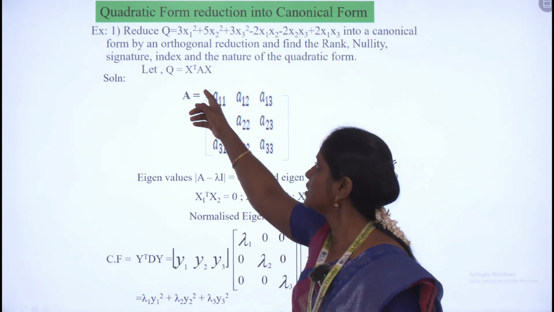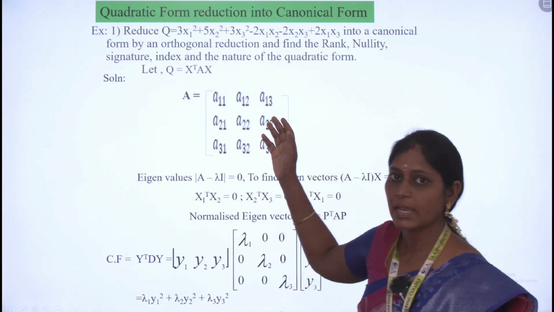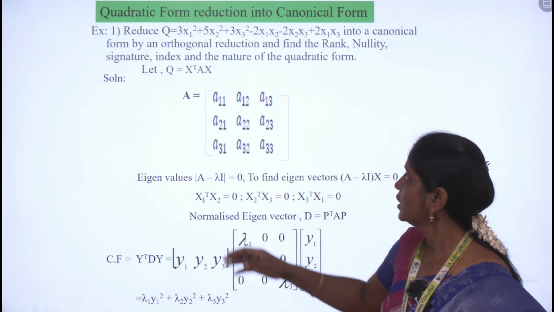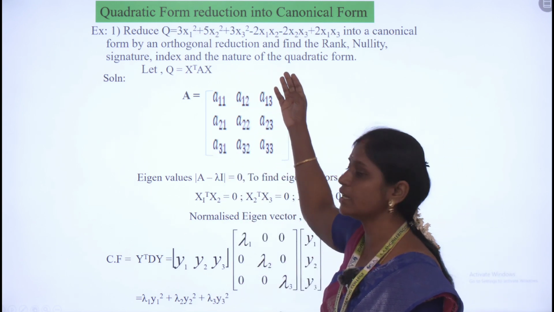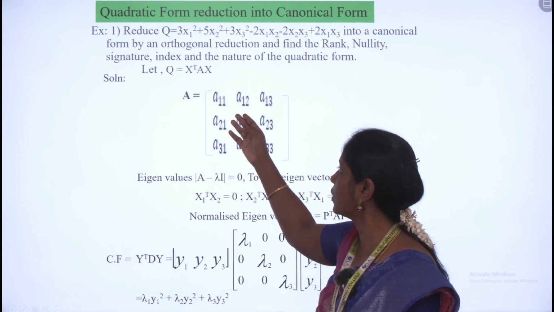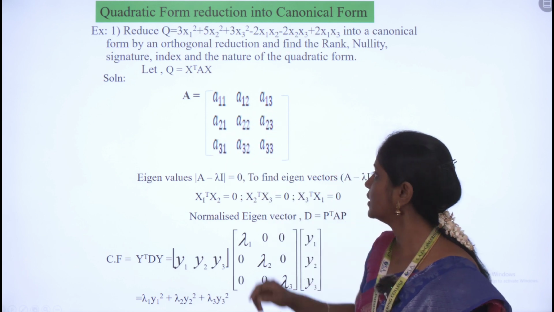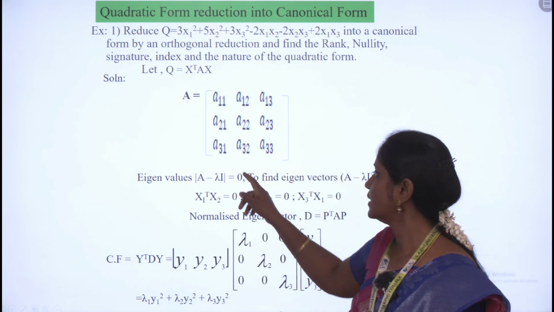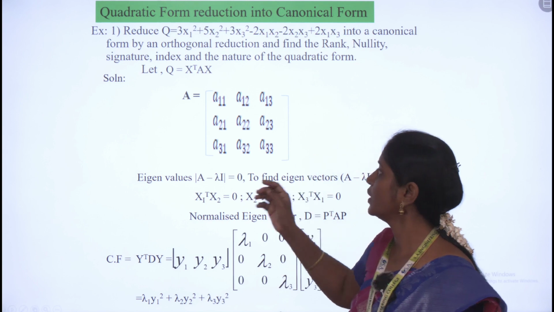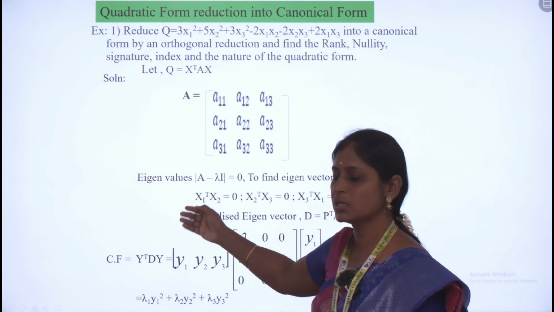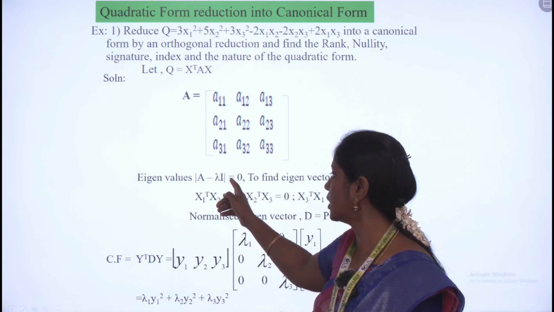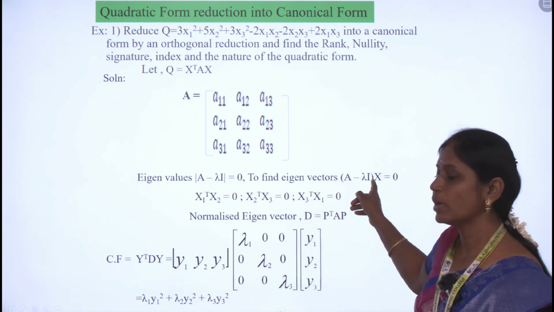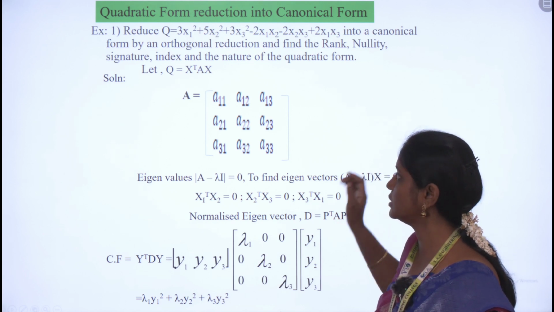This Q we can define as X transpose A X, where X is a column matrix and X transpose is the row matrix. And A here is a 3 cross 3 matrix. The entries are a11, a12, a13, and the second row a21, a22, a23, and the third row a31, a32, a33. After that we will find the eigenvalues by determinant of A minus lambda I equal to 0. And next we will find the eigenvectors from A minus lambda I into X equal to 0.